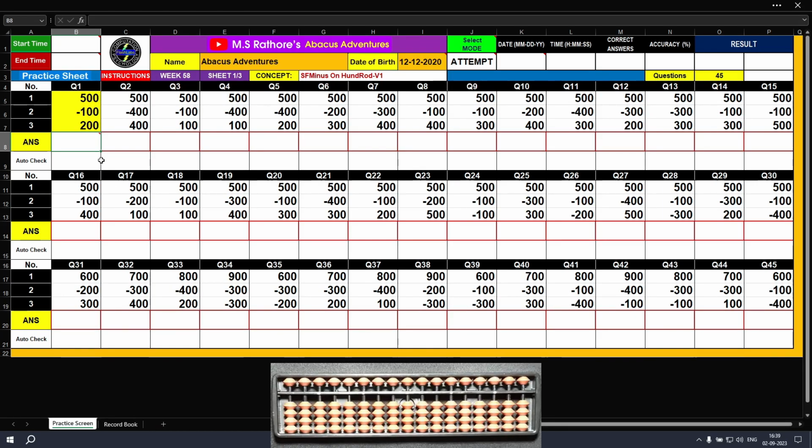This week we have 3 worksheets. The first 2 worksheets carry small friends minus on the 100th rod, while the third sheet carries 1 digit 10 rows mental 100 questions. So let's solve a few questions from variant 1 and variant 2.